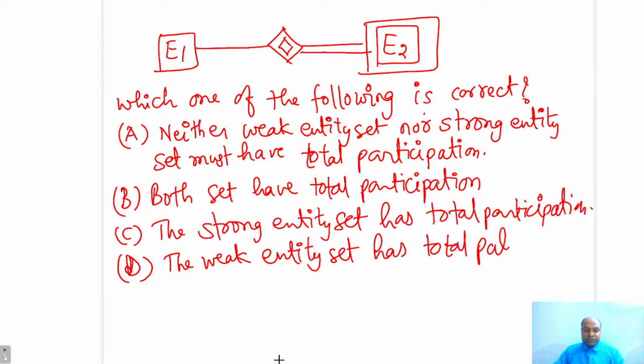Always remember, whenever a weak entity set is there, this particular entity set has total participation. That means the correct answer for this is D. This option is wrong, this option is wrong, this option is wrong. So the correct answer for this is D. If the data is correct, then in that case option D is correct. Hope you all get the answer.